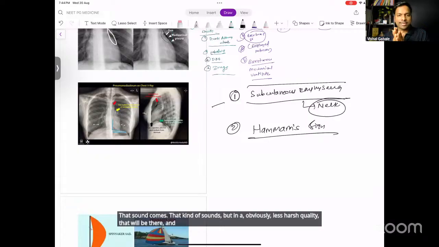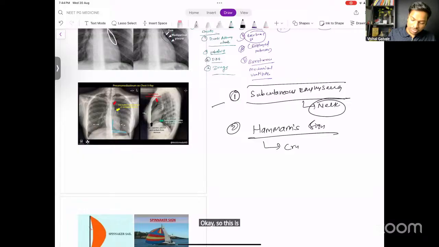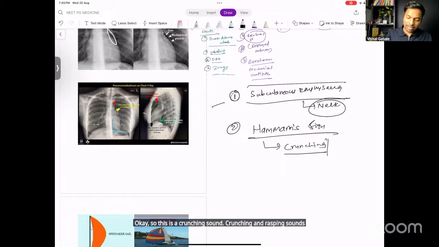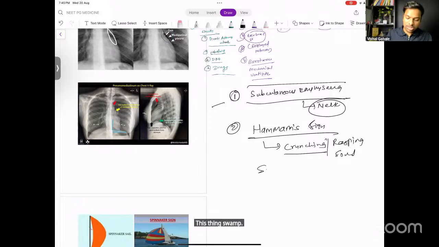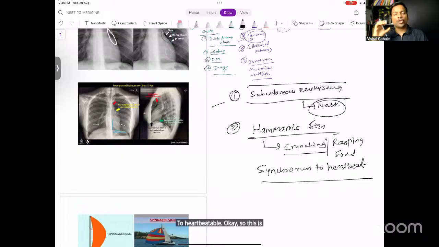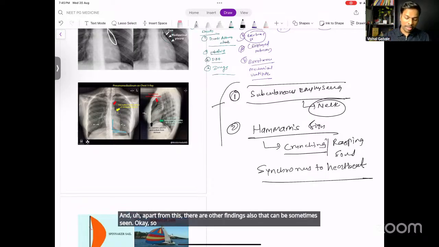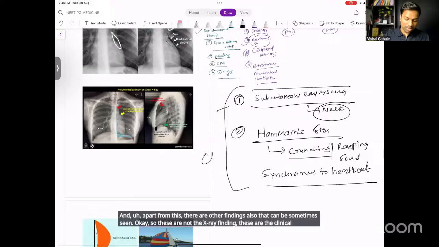It is because of this air that is accumulated. So this is a crunching and rasping sound synchronous to the heartbeat. This is classical for pneumomediastinum. And apart from this, there are other findings that can sometimes be seen. These are not the X-ray findings. These are the clinical findings.